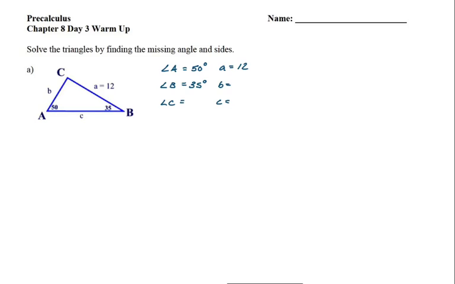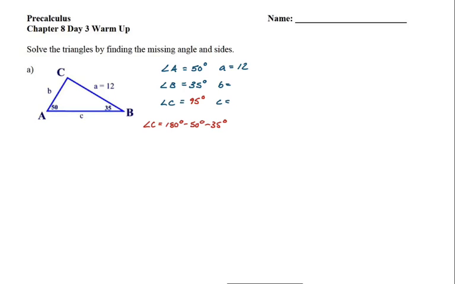The first thing I like to do when I have two angles is to find the third angle. You don't have to set up a law of sines or anything. You can just use the fact that the sum of three angles in a triangle adds up to 180. So the first thing I would do is find angle C. The way I would do that is 180 minus 50 minus 35, which is 95 degrees.